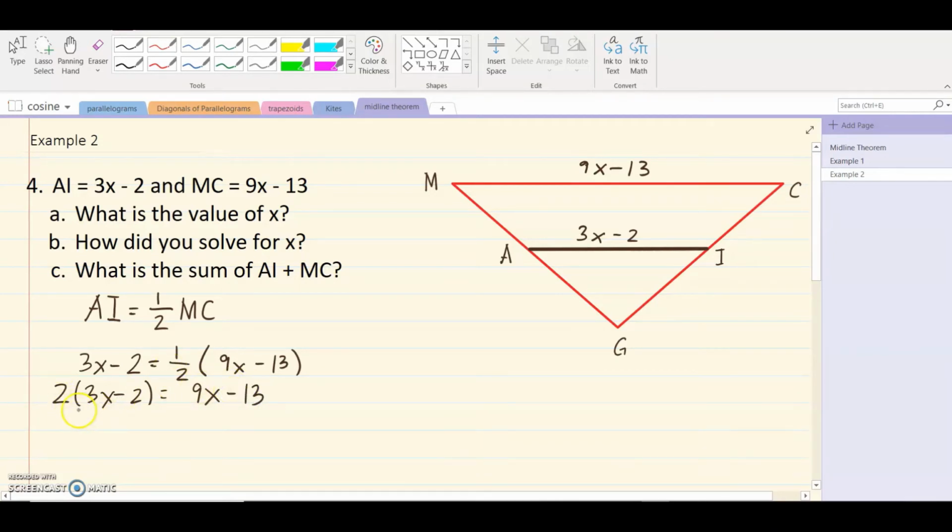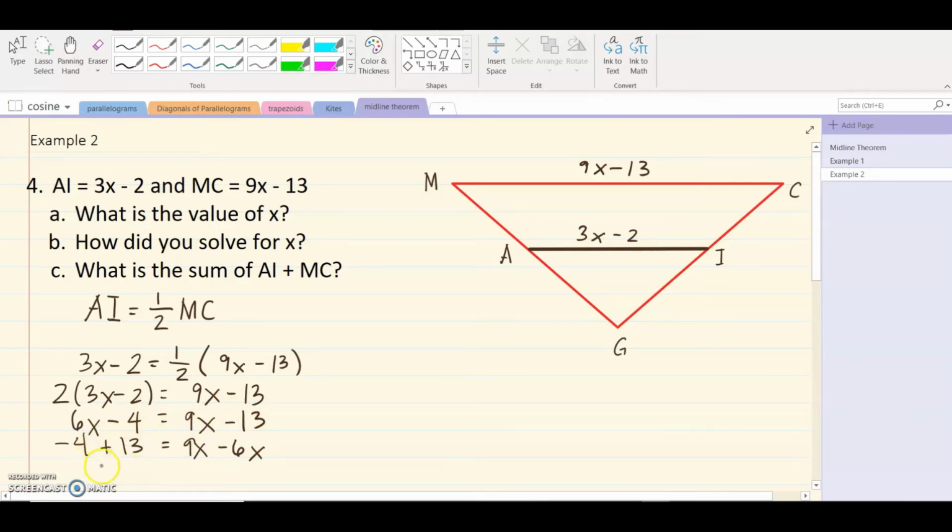Then we just multiply 2 inside the parentheses, so we have 2 times 3x, that is 6x. 2 times negative 2 is negative 4 equals 9x minus 13. And then just transpose 6 to the right side, so we have 9x here minus 6x. On the left side you have negative 4, then transpose negative 13, that becomes plus 13.